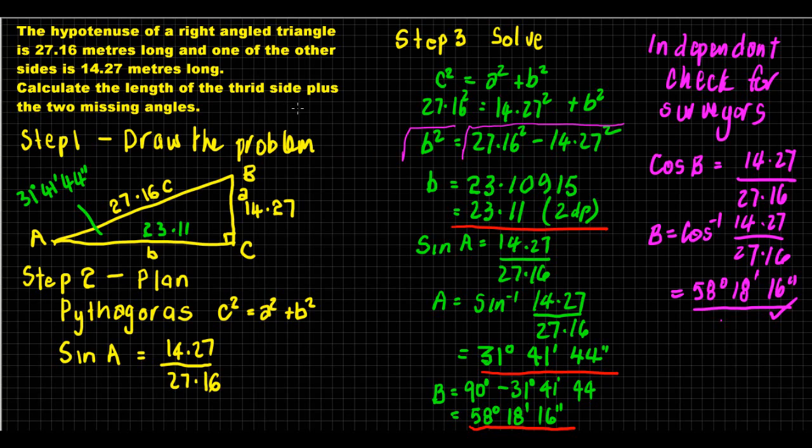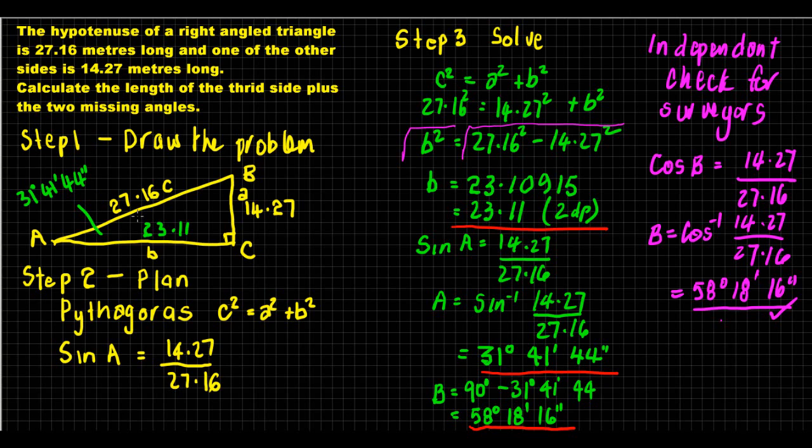Step 1, draw the problem. Well, it's a right angle triangle, so first thing to do is draw a right angle triangle. Let's have a look at what information we've got. The hypotenuse, that's the largest side in the triangle opposite the right angle, is 27.16 meters long, and one of the other sides is 14.27 meters long. So there we are, we have a bit of a diagram drawn.